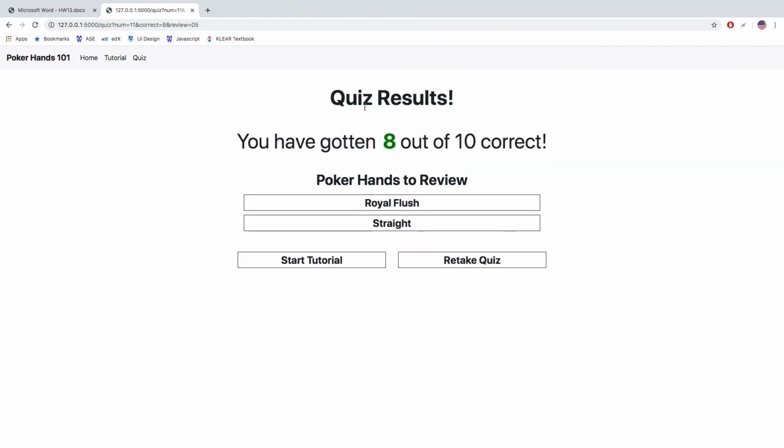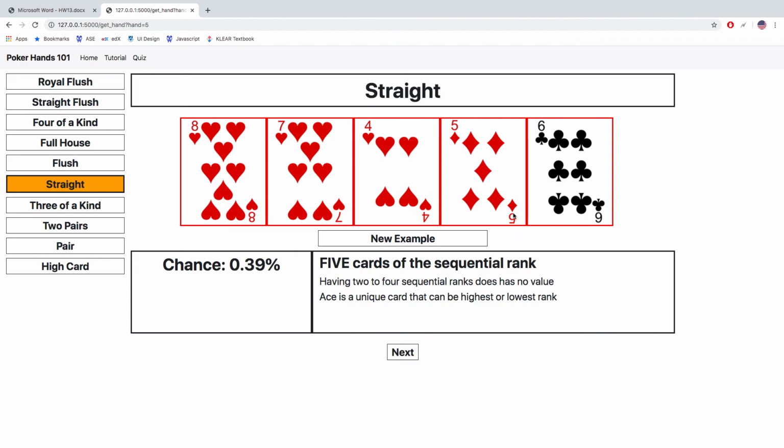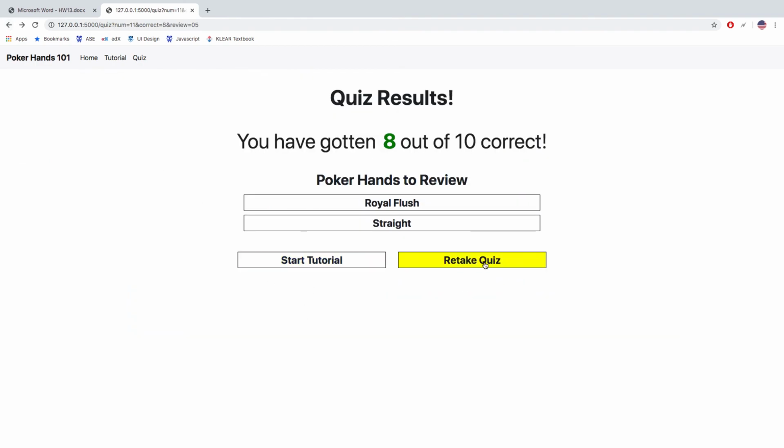Oh, looks like I finished the quiz. Quiz result, 8 out of 10 correct. And oh, these must be the 2 questions that I missed and the answers to them. One is royal flush, yes, I did miss that, and the other one was a straight. So if I press on this, okay, it takes me straight to the page, which is convenient. Okay, retake quiz.